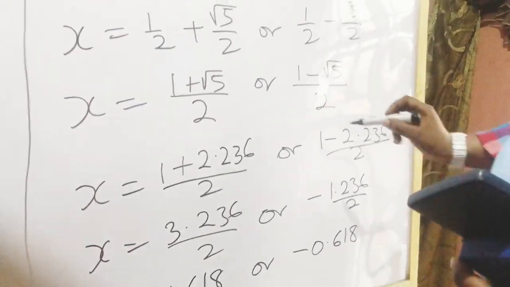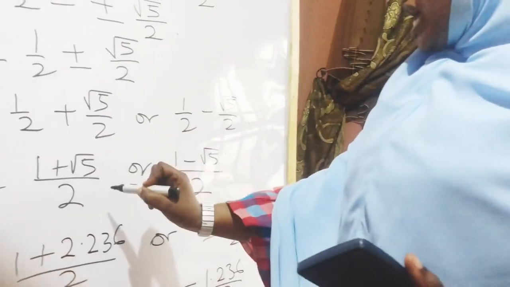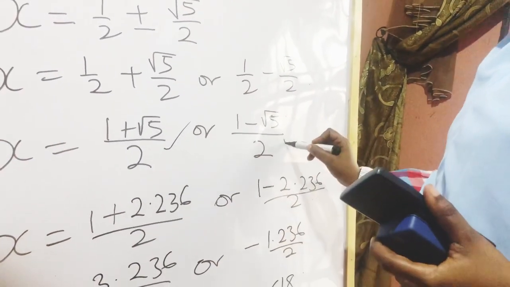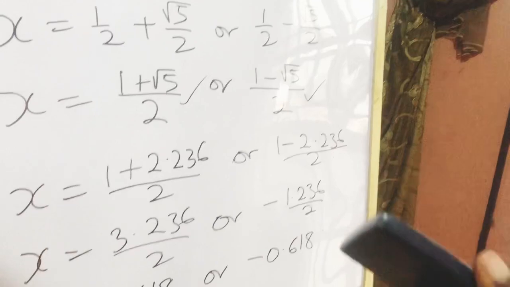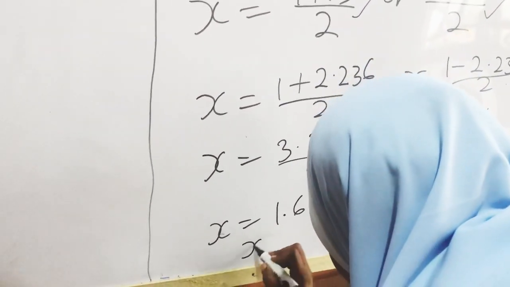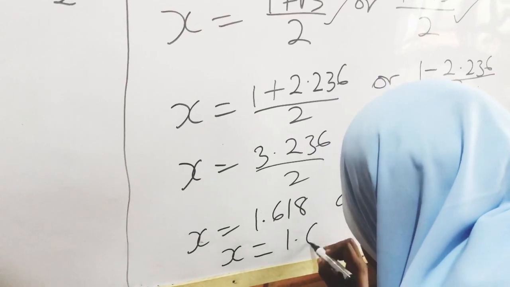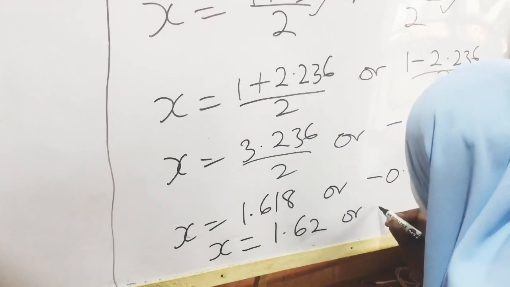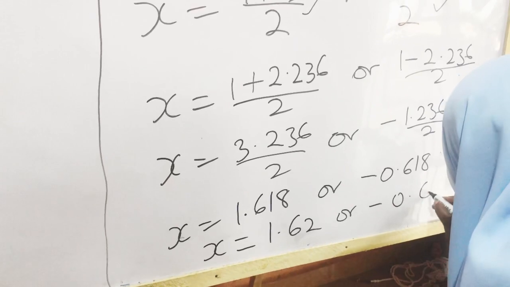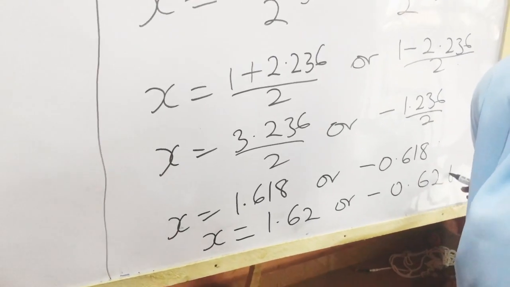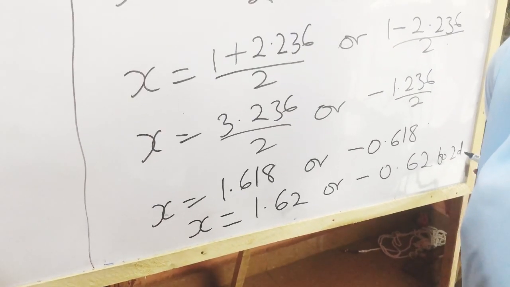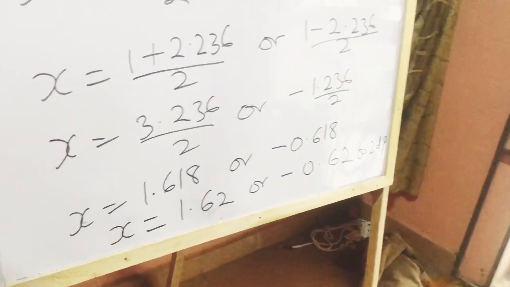You can leave your answer here. It depends on how they ask you to write the answer. But for this one, we want to write it in 2 decimal places. So x is equal to 1.62 or minus 0.62, to two decimal places, and that is the answer.